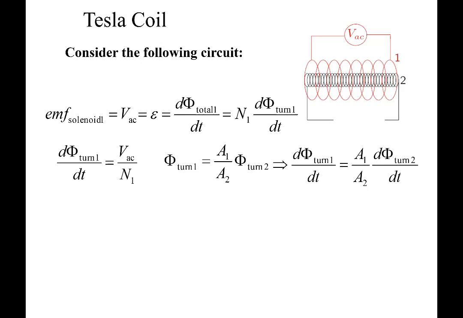If I relate that to the rate of change, it's exactly the same ratio, as you can see there. We know that the rate of change of magnetic flux in one turn of coil 1 is equal to the input voltage VAC over the number of turns in coil 1. So I'm simply replacing the left-hand side of the previous expression with what we know numerically, and setting that equal to A1 over A2 times the rate of change of magnetic flux through one single turn of coil 2.